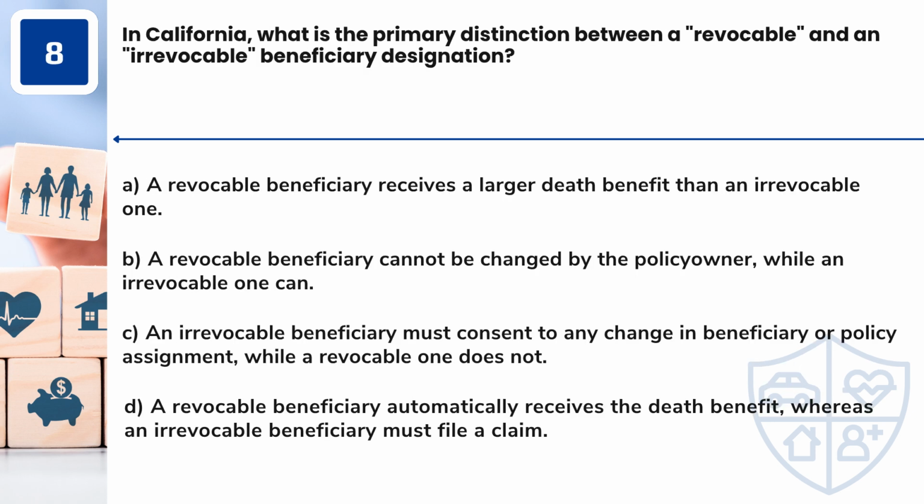Question 8. In California, what is the primary distinction between a revocable and an irrevocable beneficiary designation? A. A revocable beneficiary receives a larger death benefit than an irrevocable one. B. A revocable beneficiary cannot be changed by the policy owner, while an irrevocable one can. C. An irrevocable beneficiary must consent to any change in beneficiary or policy assignment, while a revocable one does not. D. A revocable beneficiary automatically receives the death benefit, whereas an irrevocable beneficiary must file a claim.